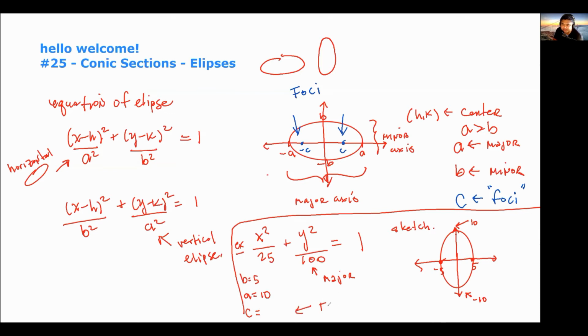This is called the foci. There is an equation and it's always true. So I'm going to write this again over here. A is the major axis. B represents the minor axis. C, the foci. There is an equation to find this every time. It is C is equal to the square root of A squared minus B squared. That is always, always true.